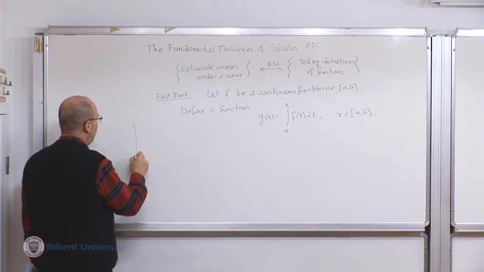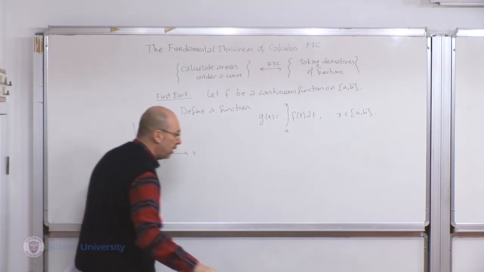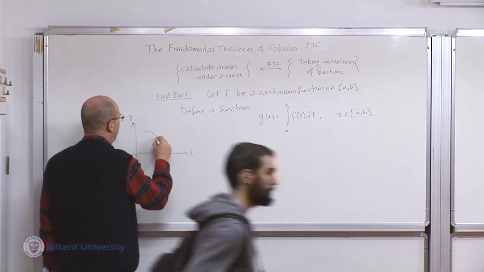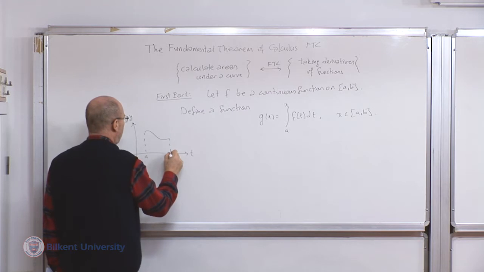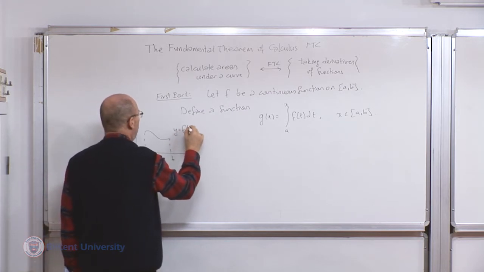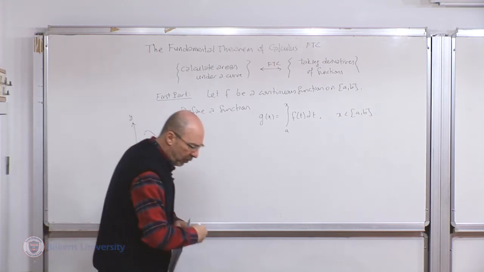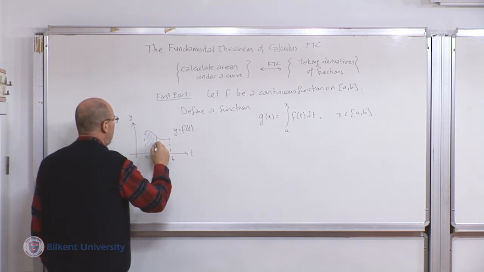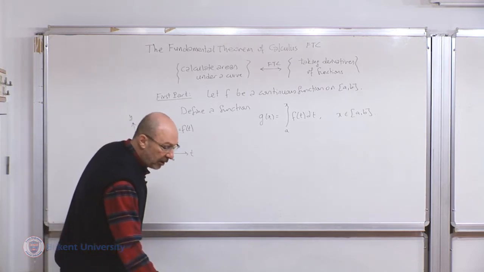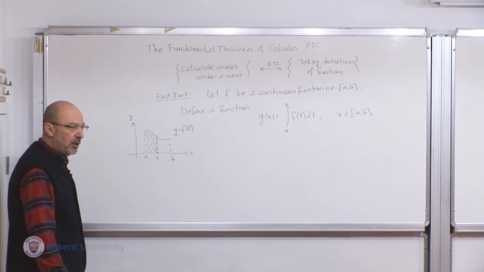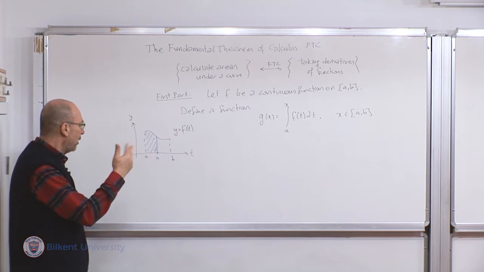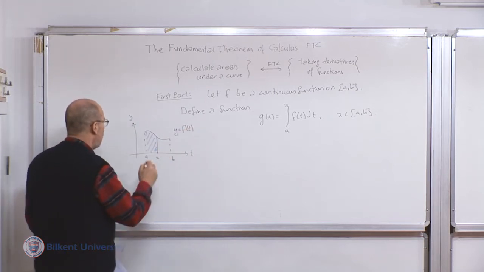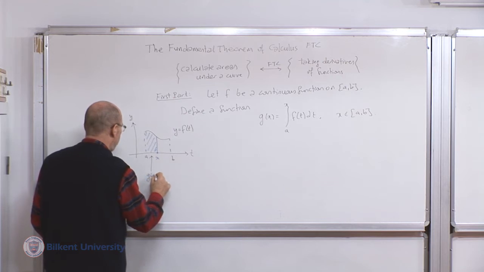So the picture of this will probably be something like this. This is the t-axis, this is the y-axis, and you have this curve from a to b, y equals f of t. And you have an x here somewhere, and you calculate this area. So far, we don't know how to calculate this area technically, but we know that we can approximate it by Riemann sums, if the limit exists. And we know that if f is continuous, the limit always exists. So g of x is this area.